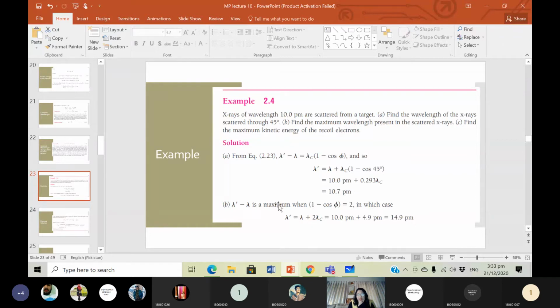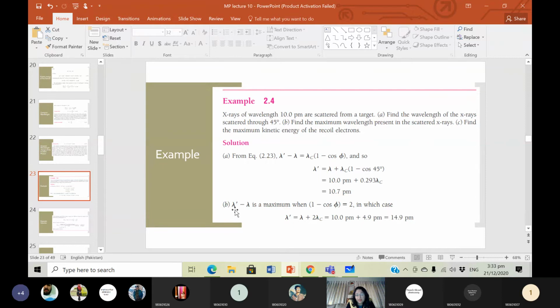So basically the change in the wavelength. What is the change in the wavelength? I mean, they haven't asked for the change in the wavelength. They've just asked for the final wavelength. But if they're also asking for the change in the wavelength, then you will do 10.7 minus 10 picometers, which is 0.7 picometers. That will be the change. Okay? And then part B, they're asking find the maximum wavelength present in the scattered X-rays.